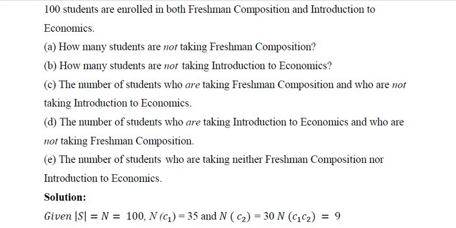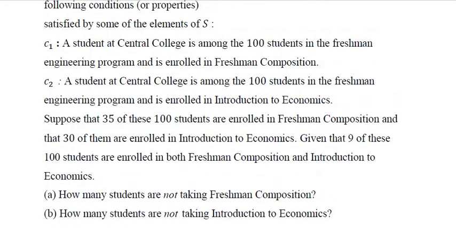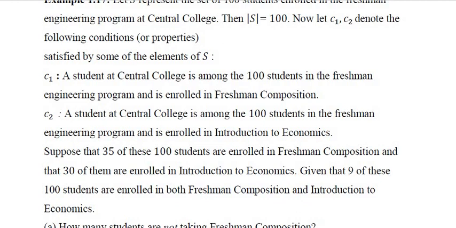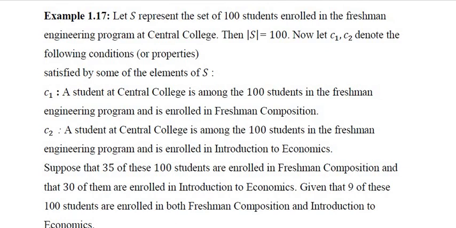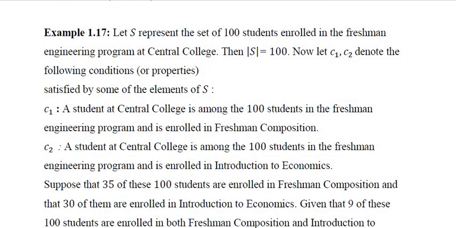So let us discuss this question once again. Let's move to the question. So we have a total of 100 students. Given that in Central College we have 100 students enrolled in the freshman engineering program. So the cardinality of S, which is equal to capital N, is equal to 100. We have two conditions given. The first condition C1 is that the students are enrolled in freshman composition, and the second condition C2 says that the students are enrolled in Introduction to Economics.